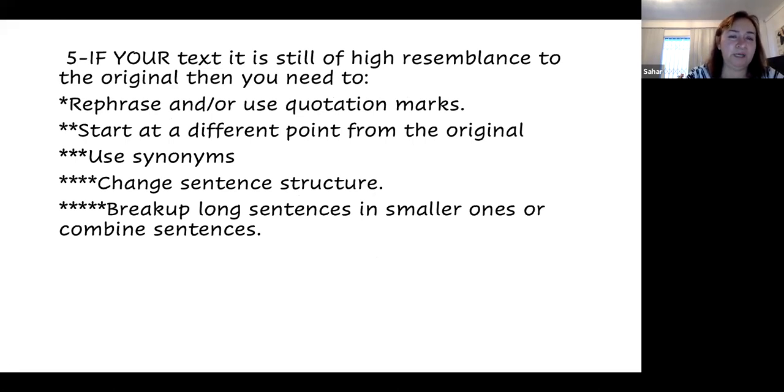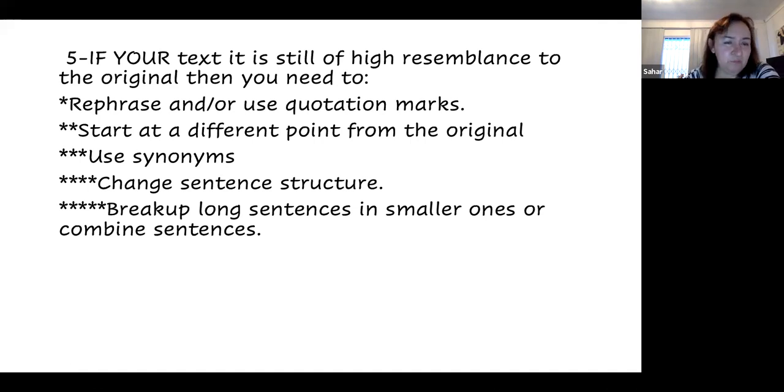So you rephrase. Sometimes you cannot rephrase, or you want to use a quote that is written by a certain researcher, and then you have to use a quotation mark. You can use a quotation mark once or twice. You cannot use it more than that. When you refer to someone in your writing, you can use quotation marks, and you can list the reference. That means that this is not your writing. You're taking it from another text. So always start at a different point from the original.